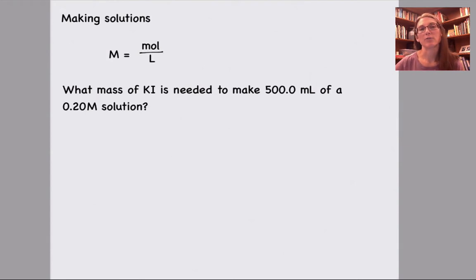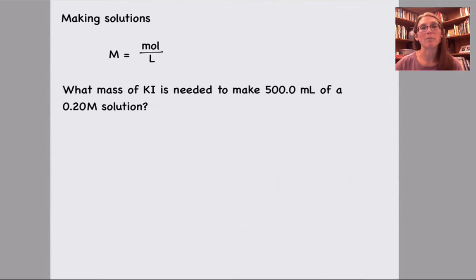So you guys already have the tools you really need to know how to make a solution. The key equation when it comes time to actually create a solution in lab is the molarity equation. Molarity is moles over liters, and you've used that before. This is going to allow you to figure out how many grams of a solid you're going to need to mass out in order to make that solution.